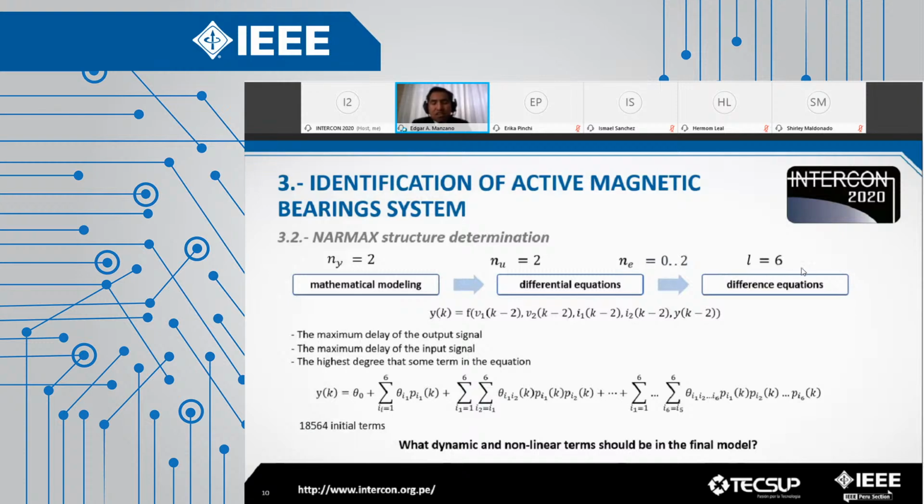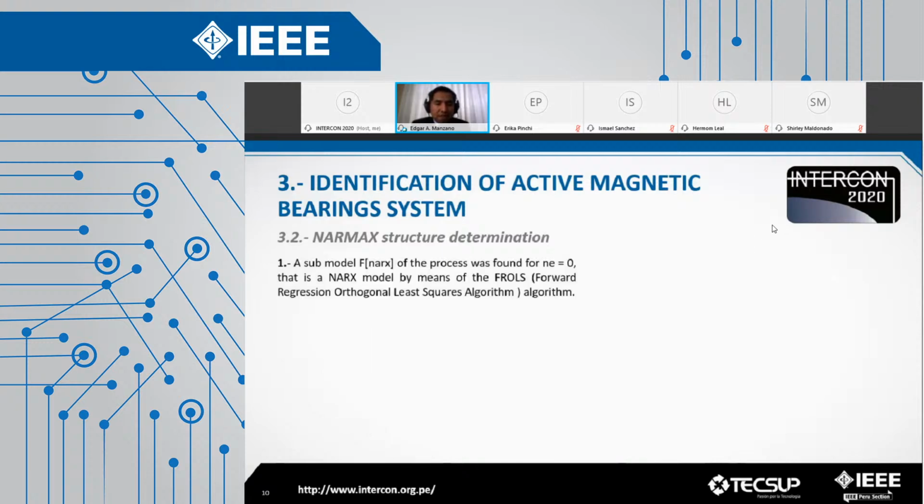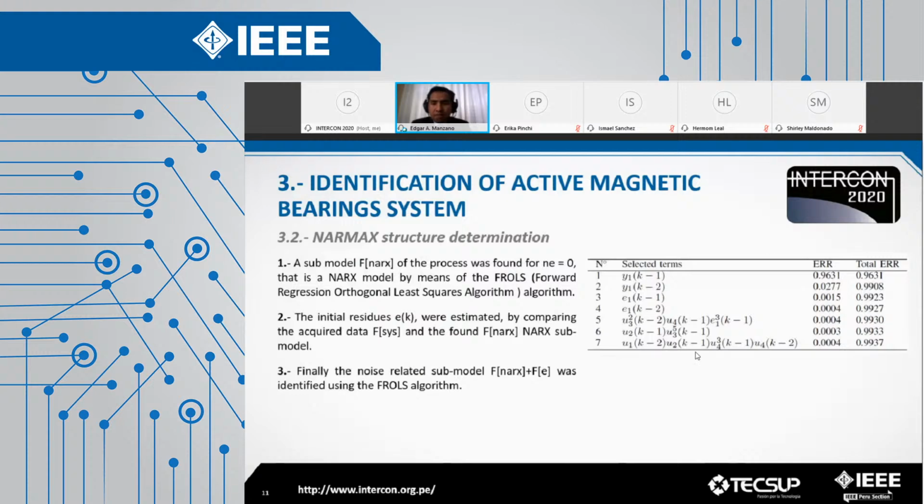What dynamic and nonlinear terms should be in the final model? What are the most important terms in this 18,000? So we use the FROLS algorithm, which is the forward regression orthogonal least squares algorithm, in order to determine the best terms in the NARMAX model for our system. According to the FROLS algorithm, we determined the following terms, which are actually 7.